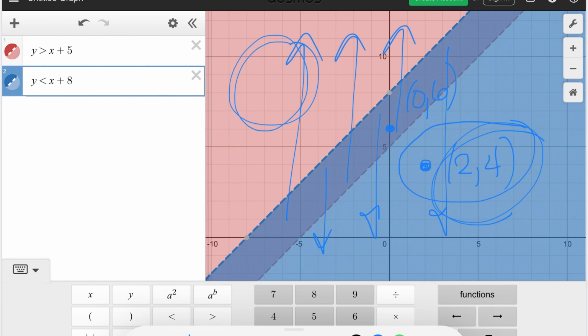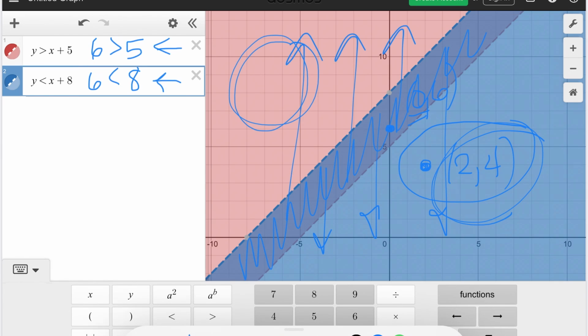If I put 6 in for y, and if I put 0 in for x, this would be 5 and this would be 8. And you see that both of them are true. 6 is greater than 5 and 6 is also less than 8. So any point in the shaded area works.